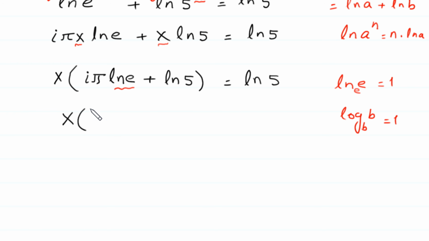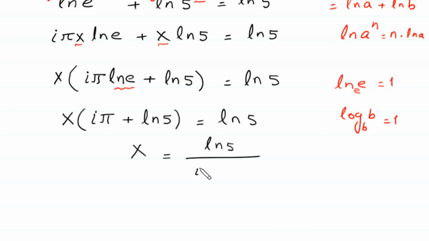x times i times pi times 1, i times pi plus ln of 5 is equal to ln of 5. Now if we divide both sides by i times pi plus ln of 5, we get the value of x is equal to ln of 5 divided by i times pi plus ln of 5. This is the final answer. This is the value of x. Now let's solve it by the second method.